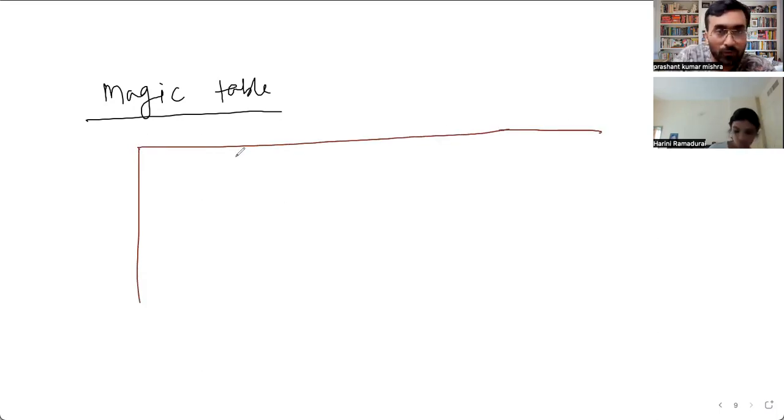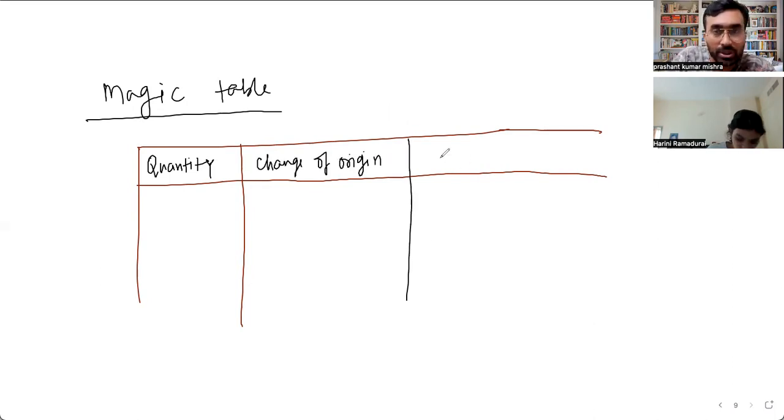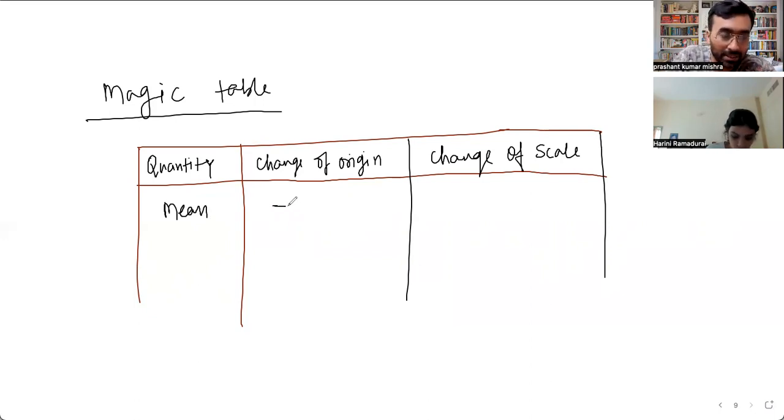First we write the quantity. Quantity. Then change of origin. And then change of scale. Quantity like mean. Change of origin, it will be either plus or minus a. Median again plus or minus a. Then we have the mode plus or minus a.